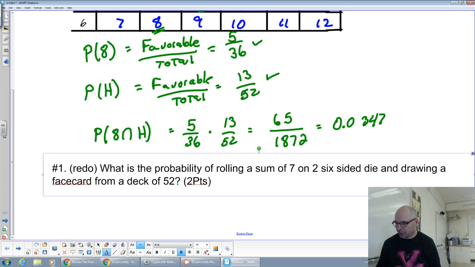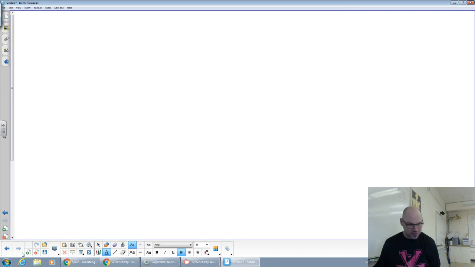So where's my cursor? There it is. Okay, so the next question that we have, you have number 3. Okay, a very similar type question. Using 2 6-sided die, what is the probability of getting a total of 9 or greater? Okay, and then a 6 on either or both die.